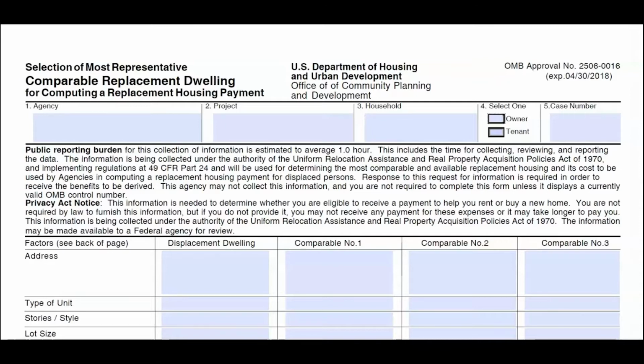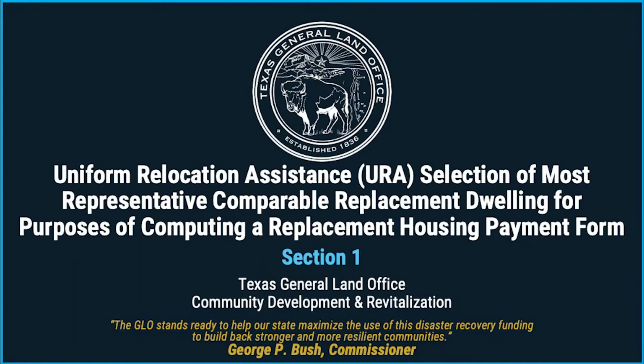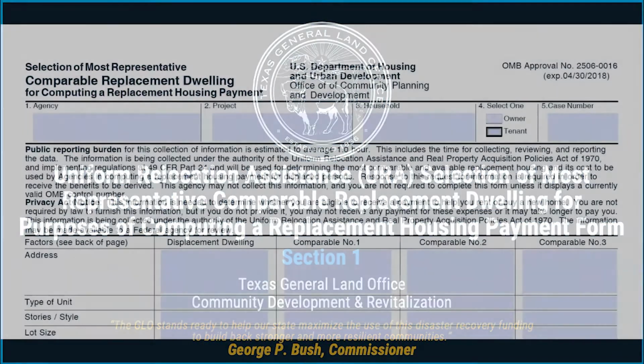After all comparable data is compiled, the subrecipient will use this data to determine the most representative comparable dwelling unit that closely resembles the applicant's current dwelling unit and place a check mark under comparable 1, 2, or 3. In Section 1, boxes 1 through 5 are completed by the subrecipient.